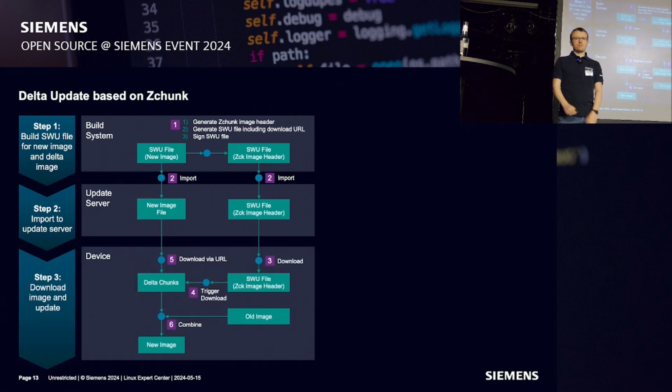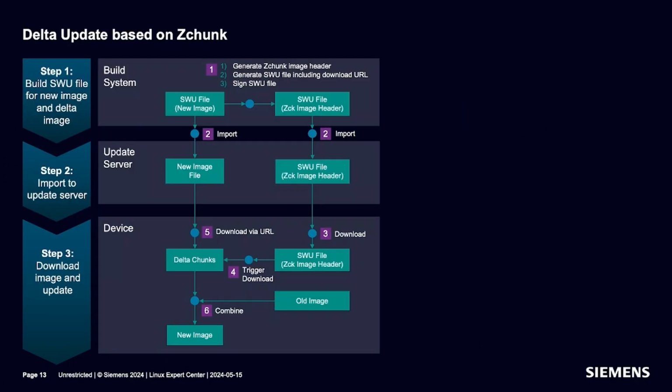And from there, you perform the standard SW update workflow. That means the device checks if there's a new version available, and then it downloads this SWU file with the image header. Once you have it there, the Delta handler checks which artifacts are already on my device, basically by just reading the block device, and which deltas do I need to download.